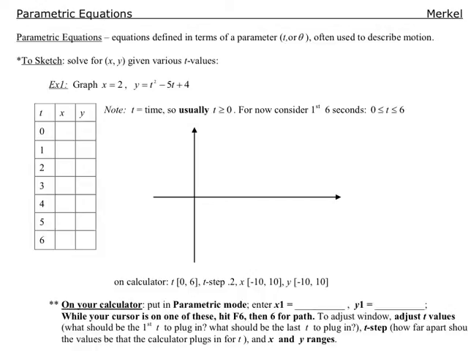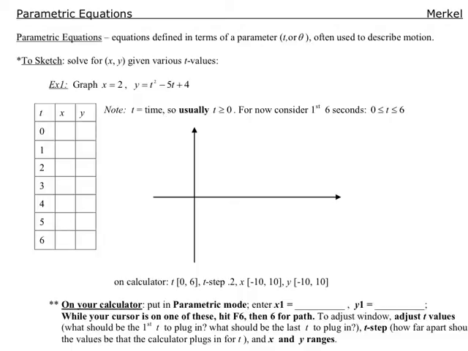Now, rectangular form is what we call the way we've been graphing since Algebra 1 with our x-axis and our y-axis, where we have y as a function of x or x as a function of y. So that's rectangular form, and this is parametric form. Parametric equations are equations that are defined in terms of a parameter, either t or theta.